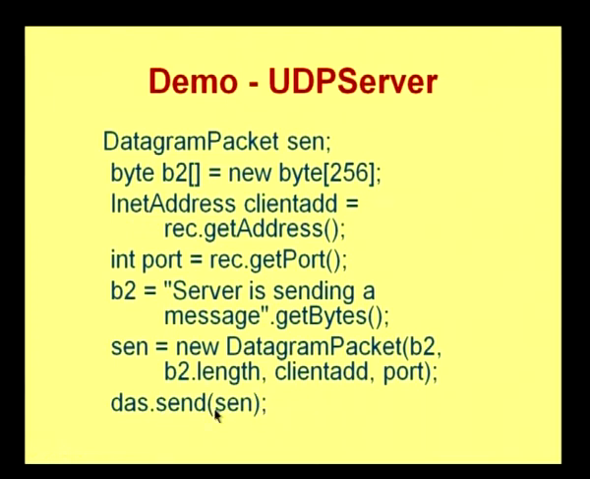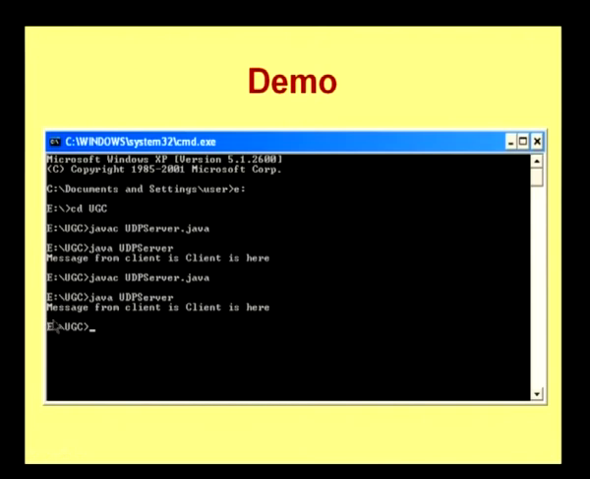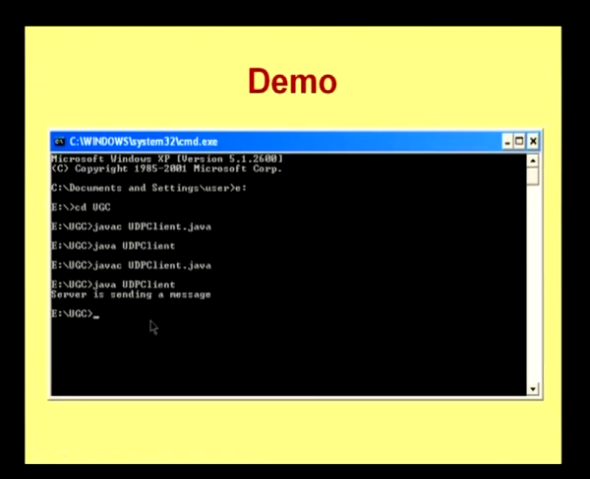Whenever I send this, it will be sent to the client address with the particular port number from where I received my datagram packet. You can see here I have the client, and once I run the client, a message called client is here will be sent to your server. So the message from the client is here. After receiving this, your server will send information back to the client. Now it is received at the client end.